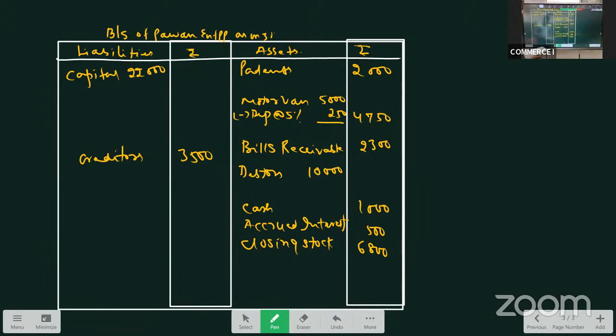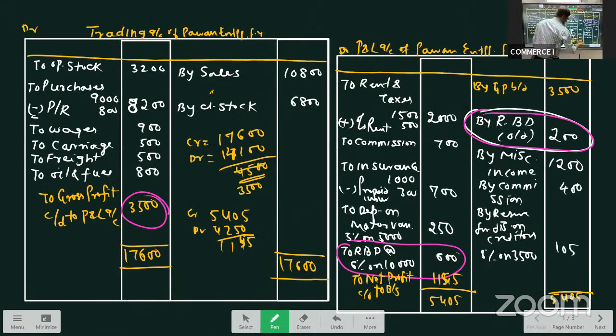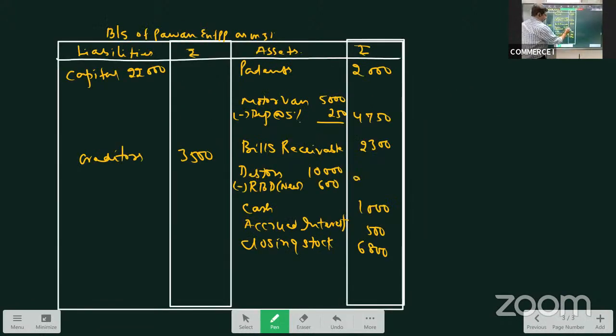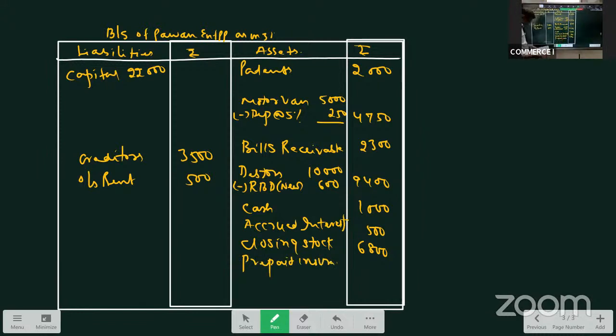Reserve for bad debts: we have created it and written it on the debit side of the P&L account. This is the new reserve. How much did we get? We got 600. That 600 we have to deduct, so it would be 9,400. Then outstanding rent. Outstanding rent is a liability, 500. Prepaid insurance is an asset, 300.